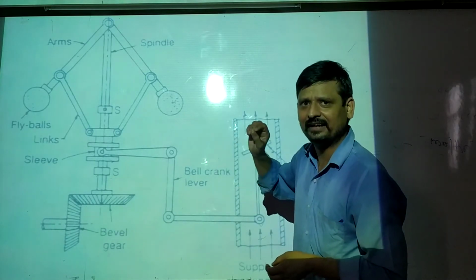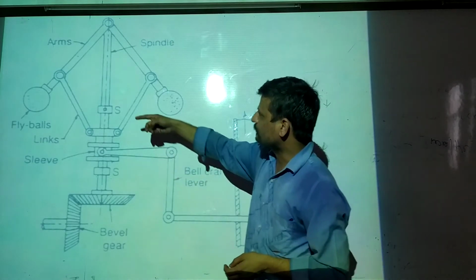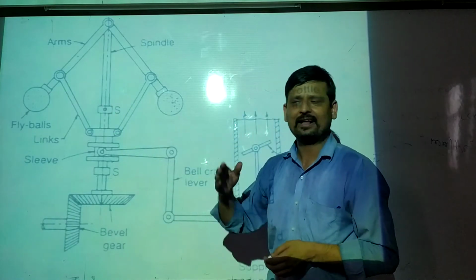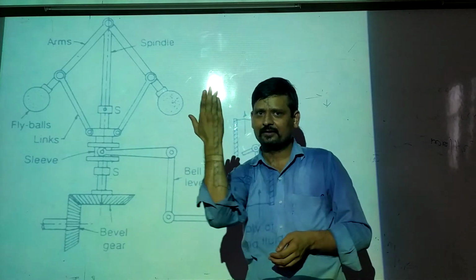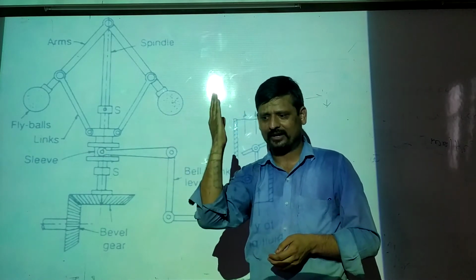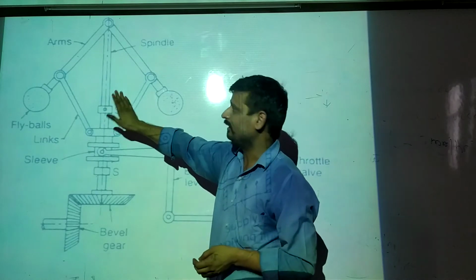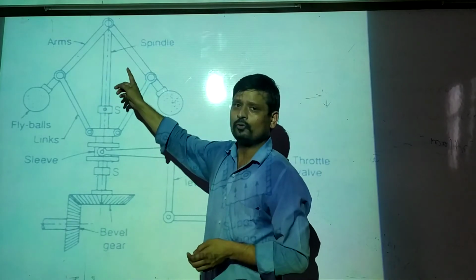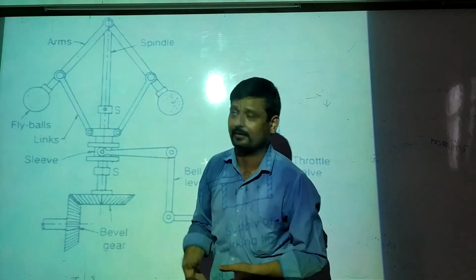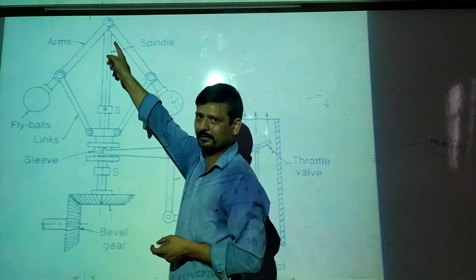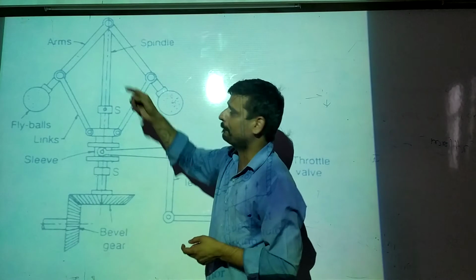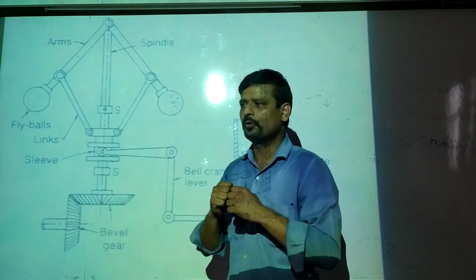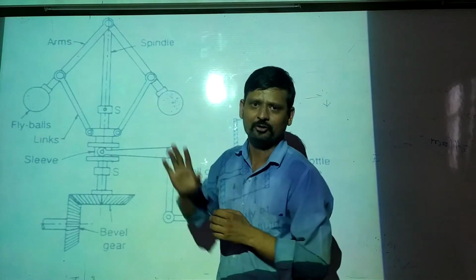So the construction includes a spindle. This one is your spindle. So this spindle has a tendency to rotate about its own axis. Okay, its own axis, it has a tendency to rotate. So with this spindle, two arms are attached. Okay, two arms are attached. So one end of these two arms is pivoted to this spindle at the top. Okay, so these two arms are pivoted to the spindle at the top, means it has a tendency to move up and down about that pivoted point.